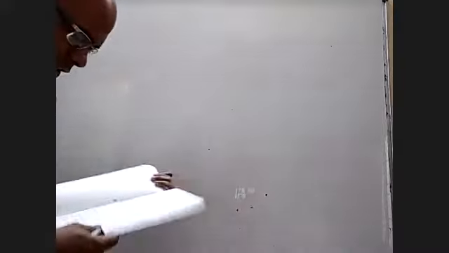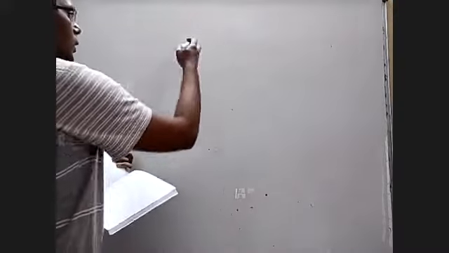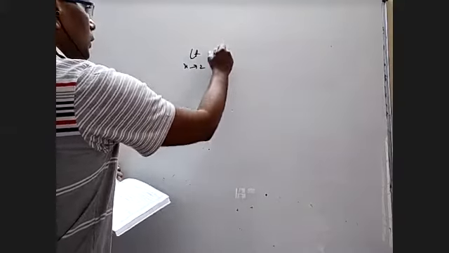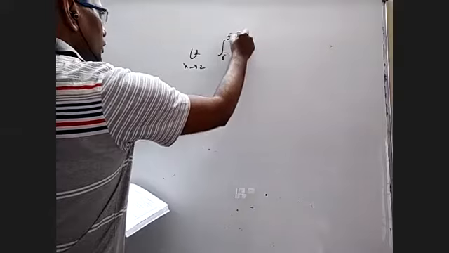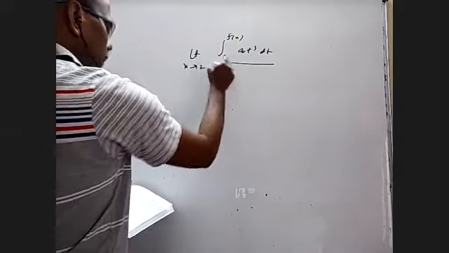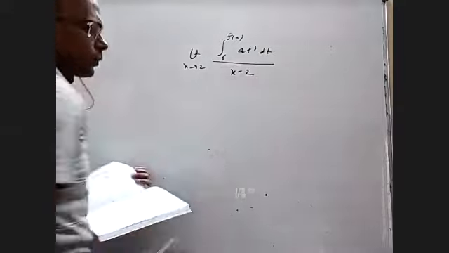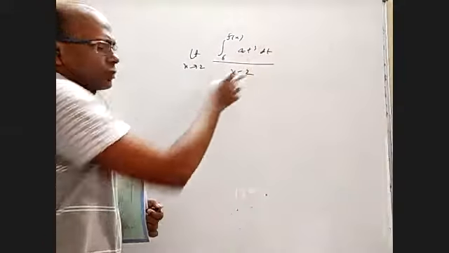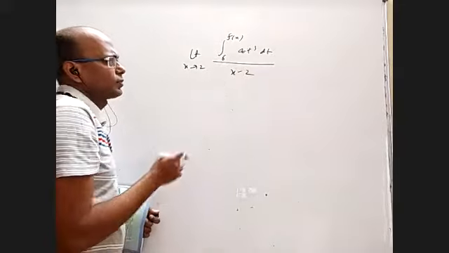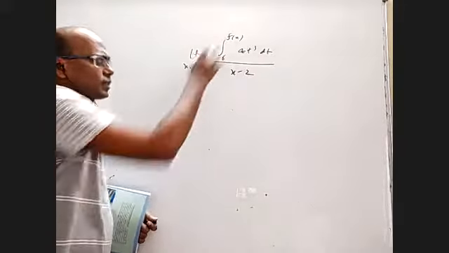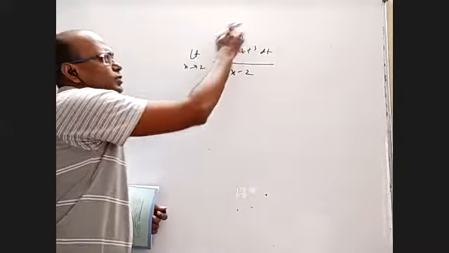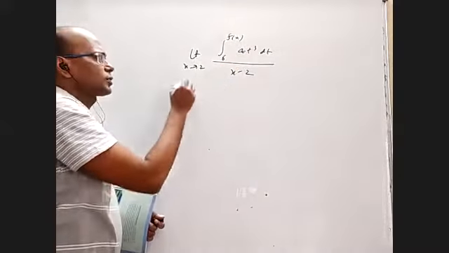Okay, that should be very easy. Limit x tends to 2, integral 6 to f of x 4 t cube dt by x minus 2. X minus 2 can be brought out of the integral, no problem at all, because t is the one which is there. Now it is 0 by 0 form because f of 2 is 6. So when you put x as 2, this is 6 to 6, 0. This is also 0, so we apply L'Hopital's rule.